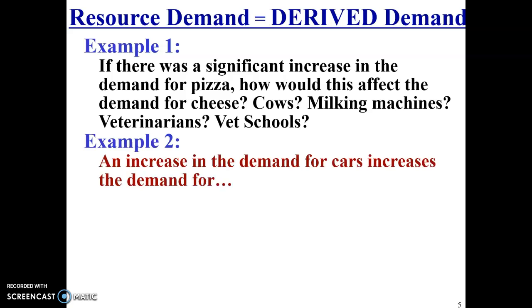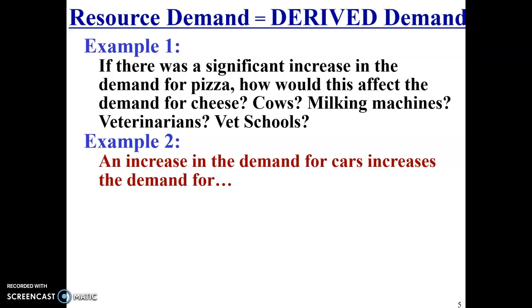Okay, an increase in the demand for cars increases the demand for mechanics, maybe individuals who are assembling the car, maybe people who are making the glass. Certain of these products could be looked at as consumer goods, but if you were putting a whole car together, we would imagine all those various car parts could be seen as resources, as capital or whichever.